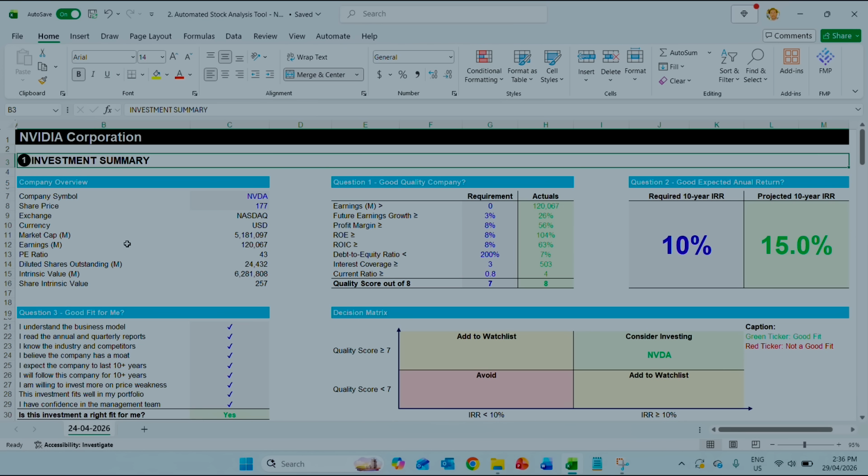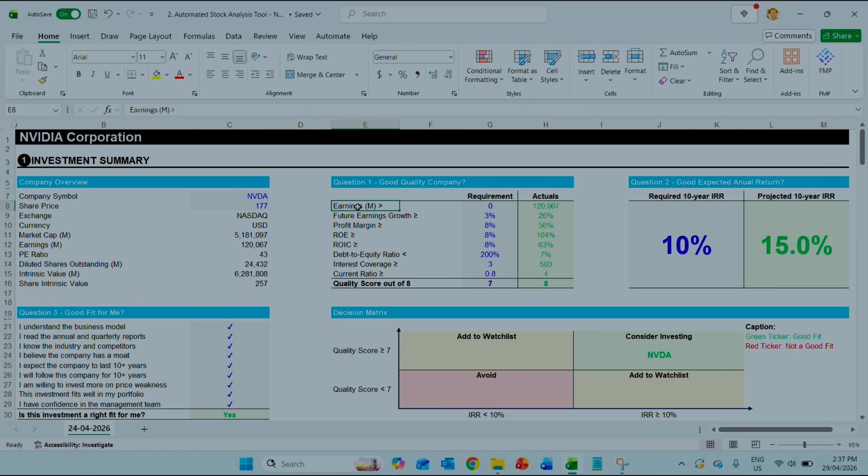The first section is called Investment Summary, and in this section we've got 5 building blocks. The first one is the company overview. So here you'll have some key metrics such as market cap, earnings, P/E ratio, etc. Second building block is called question 1, good quality company, yes or no. So here we try to identify whether or not Nvidia is a good company, basically. So to answer this question, we've identified 8 metrics, which are here.